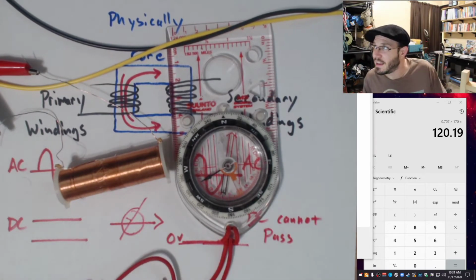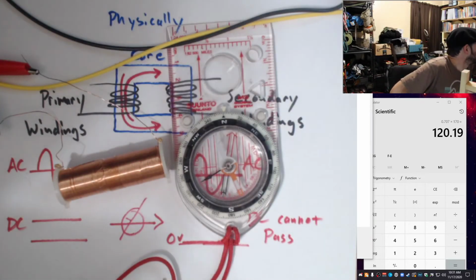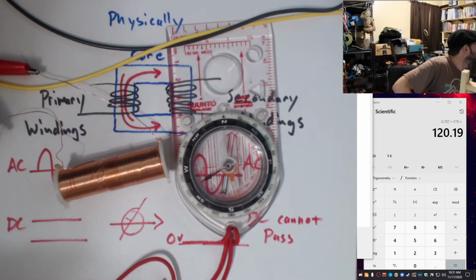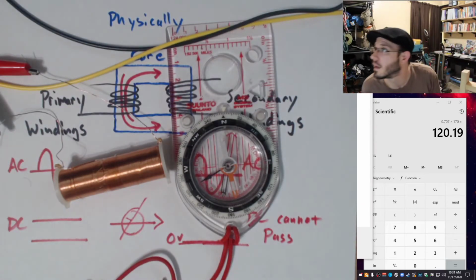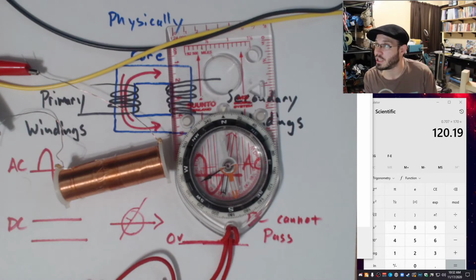But if I go ahead and just apply straight DC to this, yeah, my compass just gets stuck in one direction. And so the electrons initially get a push, but that's it. I don't get anything coming through it. I just get a one-time push and that's it.